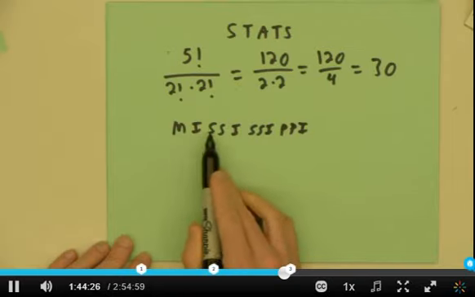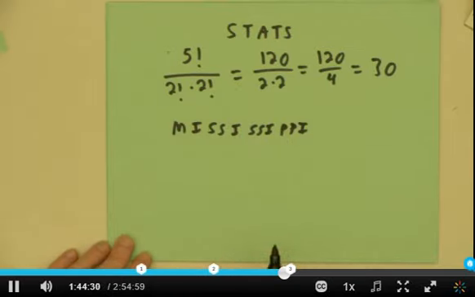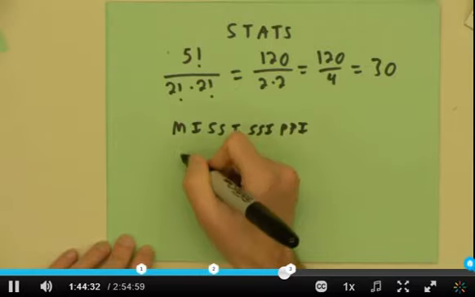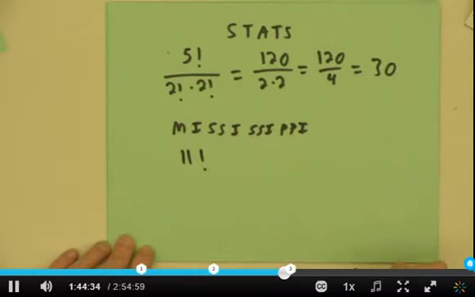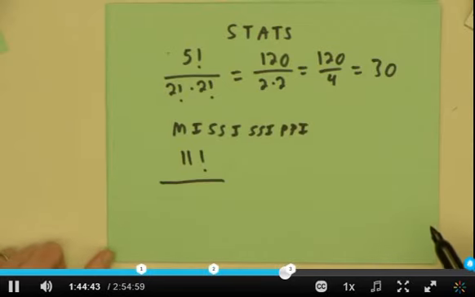Let's see, 1, 2, 3, 4, 5, 6, 7, 8, 9, 10, 11. There's 11 letters, so we're going to start with 11 factorial. Okay. But then we need to account for those repeats. Now, which letters are repeated? I, S, and P.